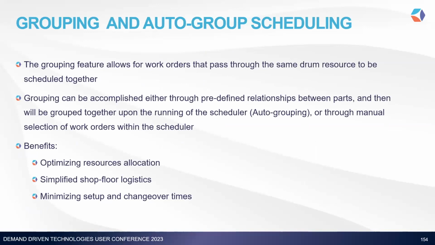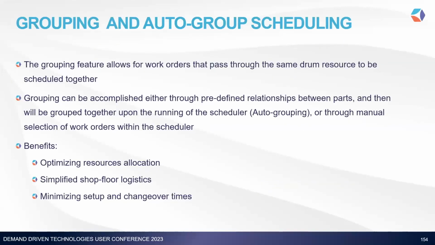So obviously the benefits of grouping are you can optimize your resource allocations, you can simplify shop floor logistics, such as picking, you can combine like items that use the same raw materials, or you can use it to minimize your setup and changeover times.